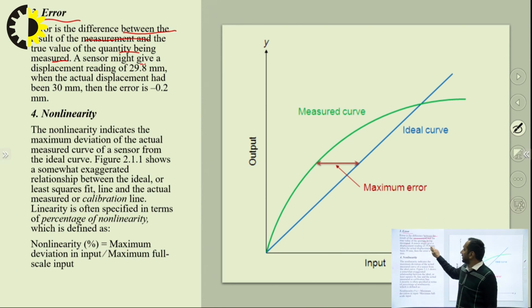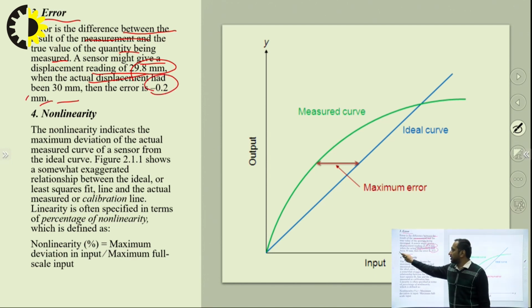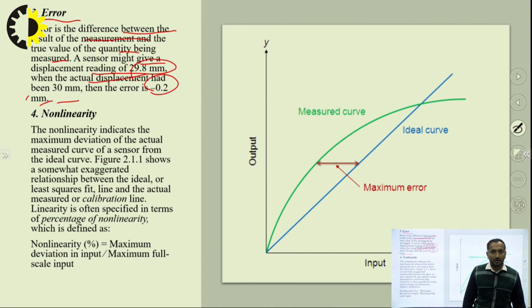A sensor might give a displacement reading of 29.8 mm and the actual displacement was 30 mm. So the error is minus 0.2. So this is known as error. So you have to be very careful also by seeing which type of sensor gives the minimum amount of error, right? So this is what you need to understand.